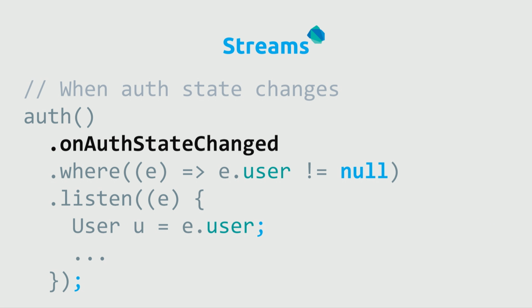Streams. We don't want to implement callbacks. Streams are much nicer for this. We can listen on streams, we can filter them, and then we can do some functionality when some event happens.